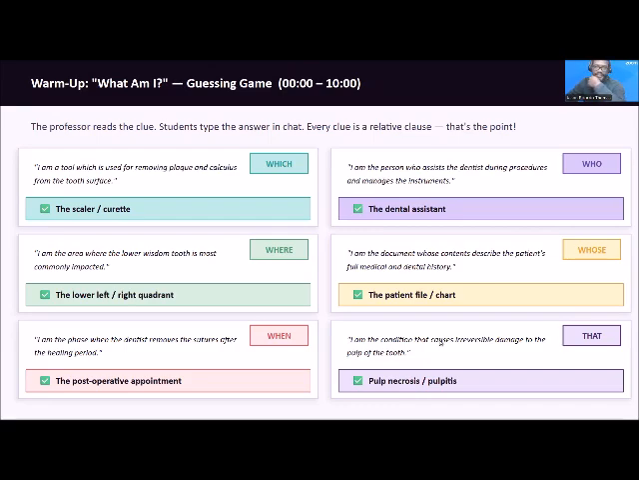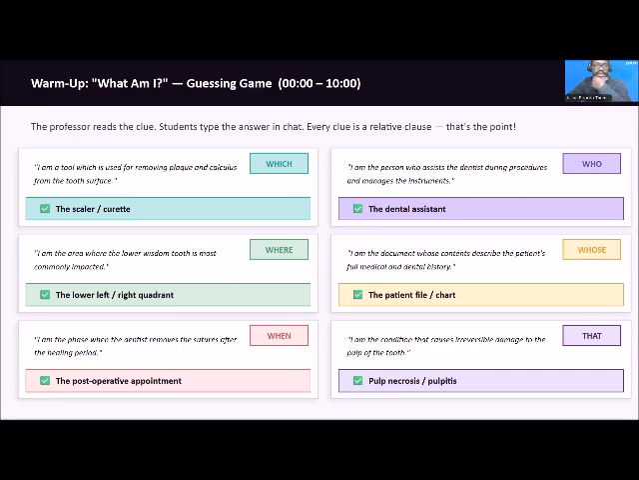Kathy. Are you there, Catherine? Sí, es. I am the time when the dentist removes the sutures after the healing period, the post-operative appointment. Good. All right. Let's keep going.